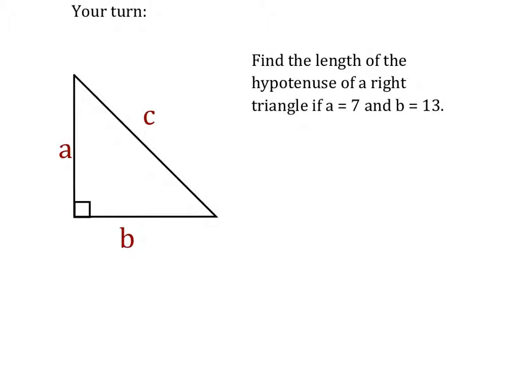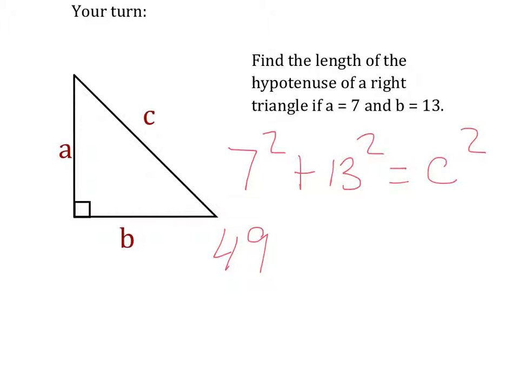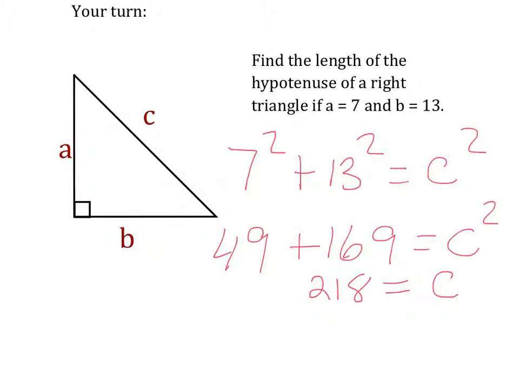Okay, so here we have another example. Go ahead, take a moment, try this one, and then hit pause to see how you do. So the first thing we need to do is set up the equation. 7 squared plus 13 squared equals C squared. Know that 7 squared is 49, 13 squared is 169, and we get C squared. So we have 218 equals C squared.